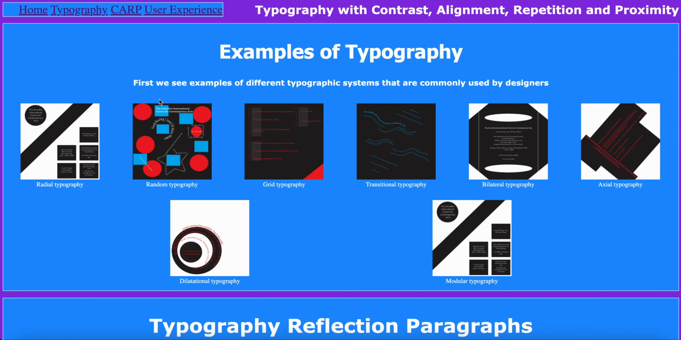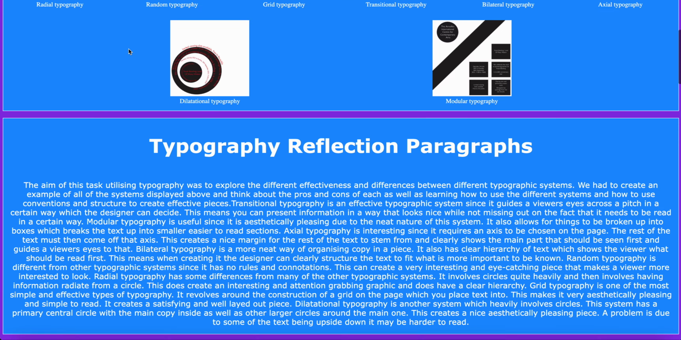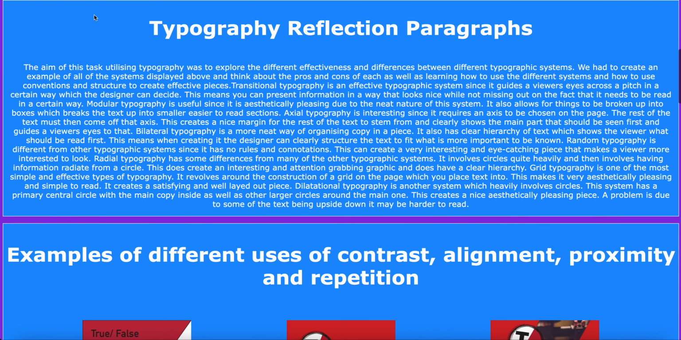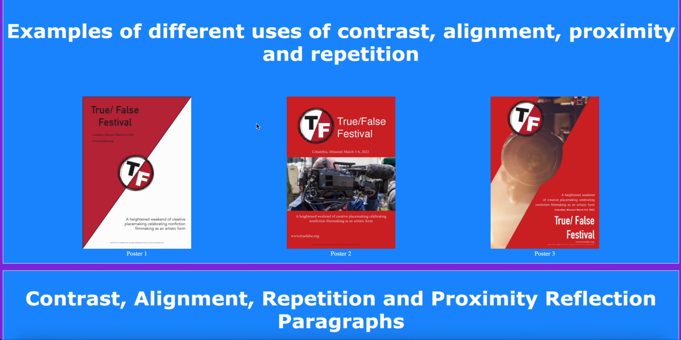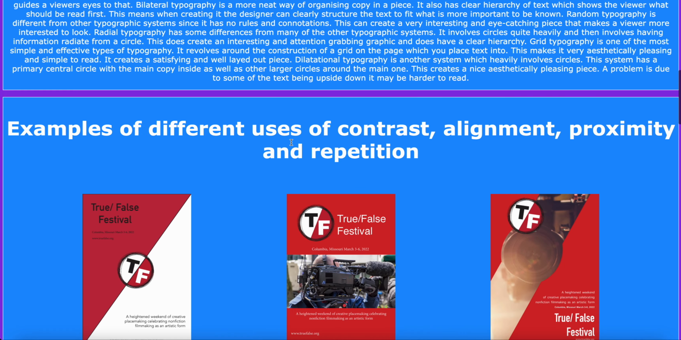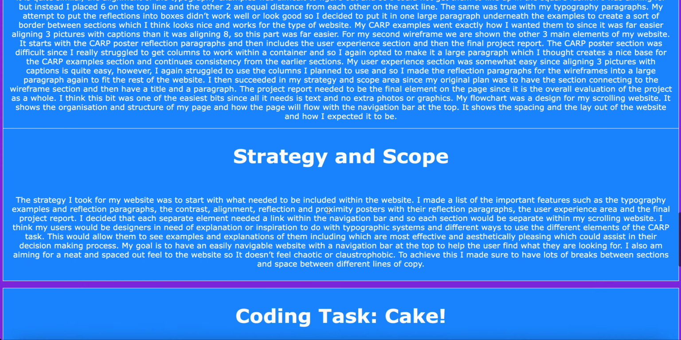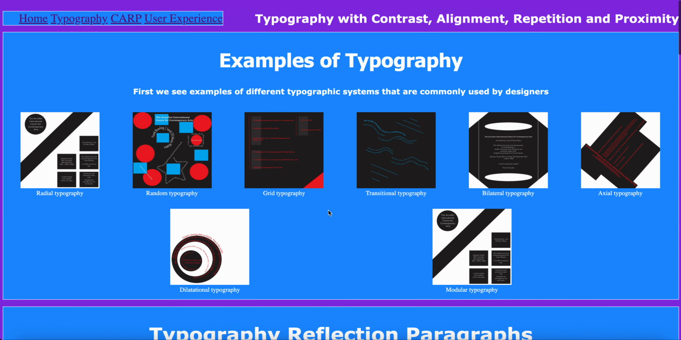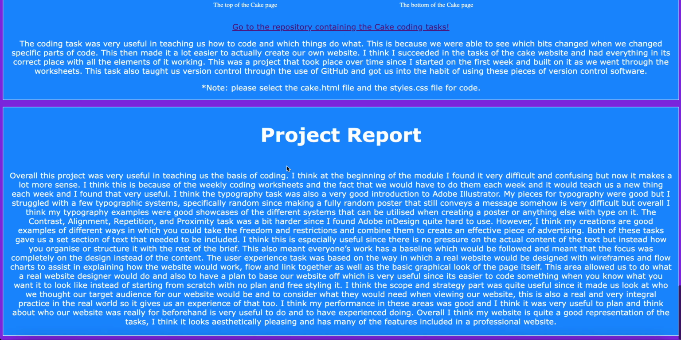If we then go back up to the top, we can use these links to take us to different sections. So the home one takes you to the top, the typography one takes you to the reflection paragraphs since the examples are at the top. The carp one takes you down to the carp tasks with their reflections, and the UX one takes you to the user experience area. I think that is all the elements of my website.